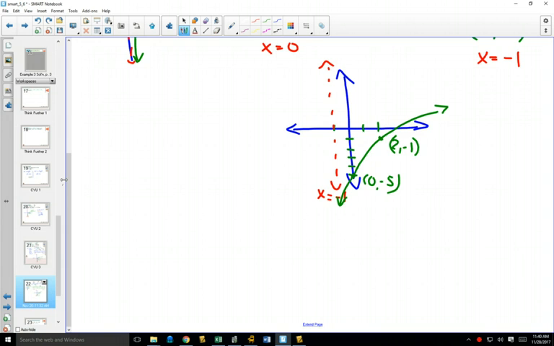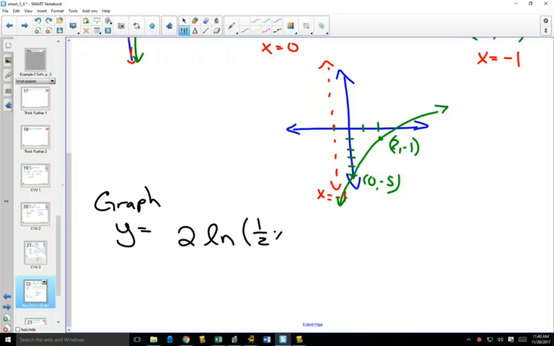Okay, your last scrap piece of paper, the hardest one so far. Graph y equals 2 natural log of 1/2 x plus 2, minus 3.